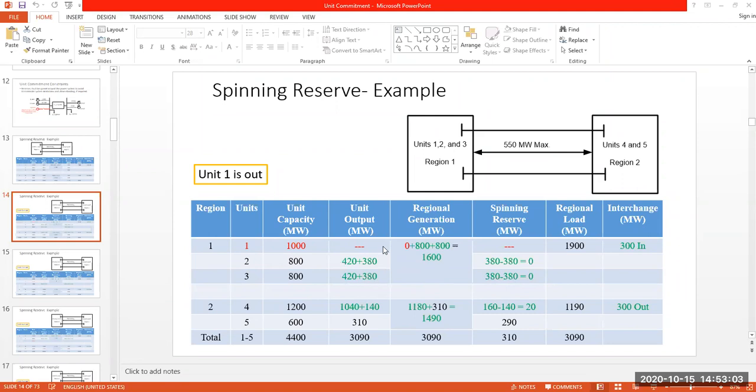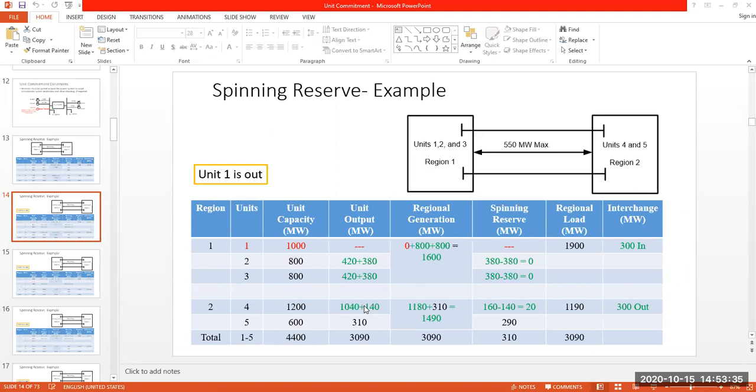Here my unit outputs increase and accordingly my regional generation increases. Clear? The summation of these two is 800, and of these two is 800. So total it is 1600. So as I said, I have to meet another 140 from somewhere. Because we only have another region, I can take from there. So accordingly, this value increases. In this example, I'm taking the remaining 140 from this.